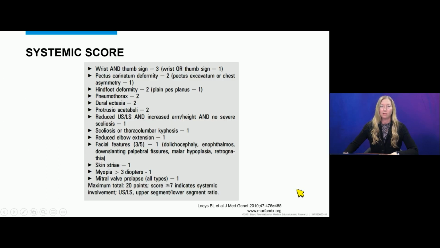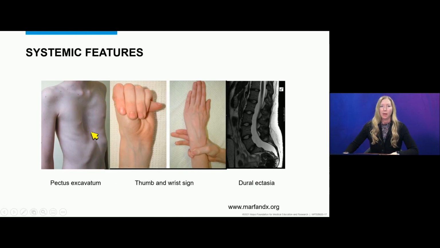So what is this systemic score? So it's listed here, and I mentioned this Marfan website, and both the website and they have an app which has a calculator built in, and the calculator and the website will show you pictures of all of these things. If you've never seen some of these things, I've shown you some dural ectasia. And on the next slide here, I'll show you pectus excavatum.